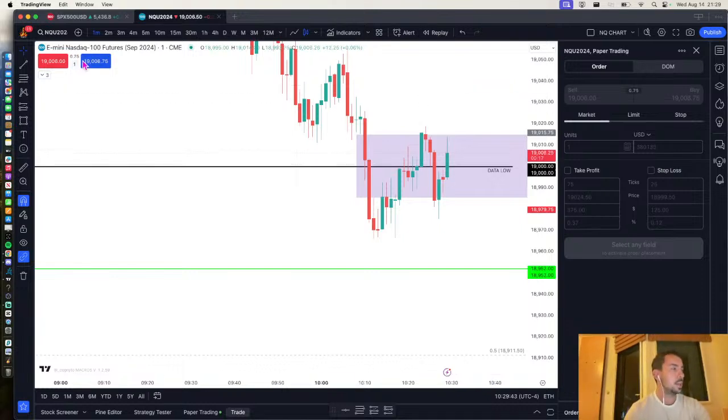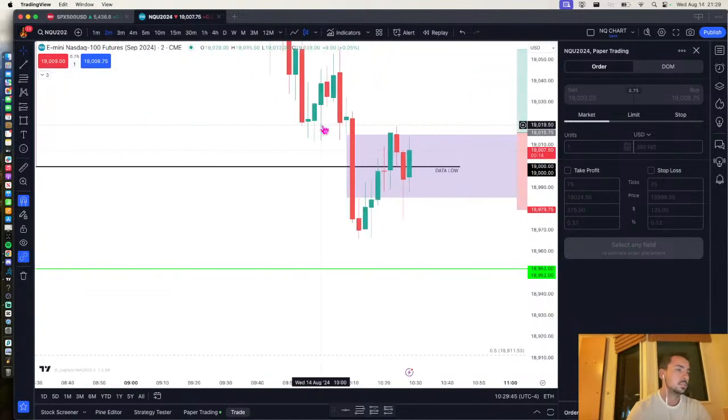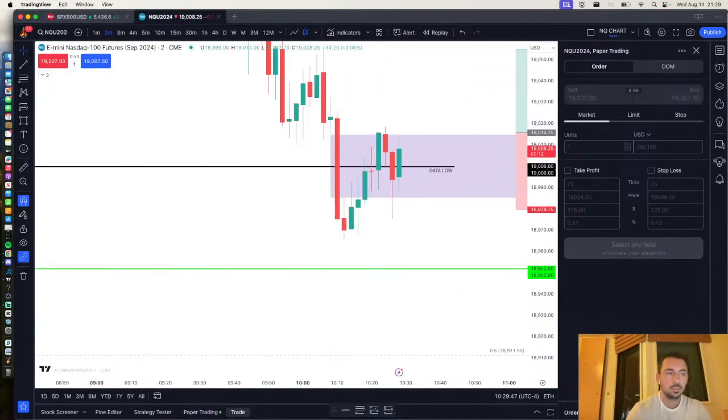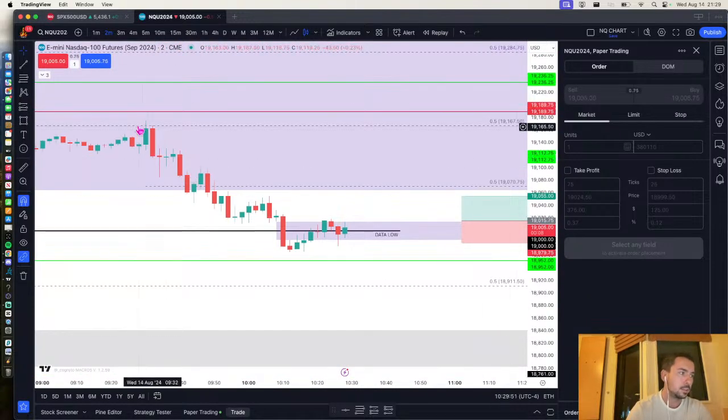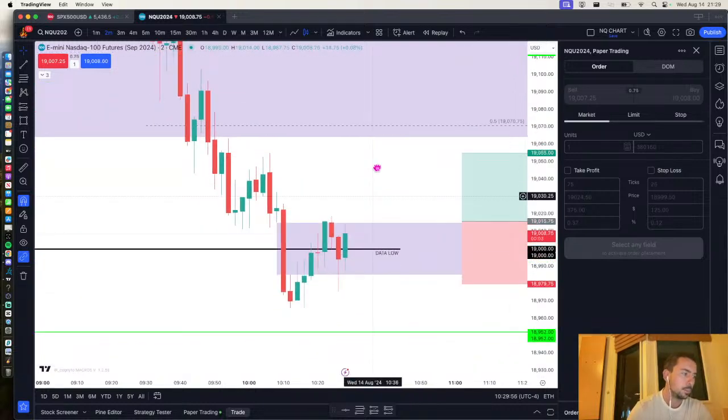Wow, what terrible PA. Not a surprise though. Like I said, we took two sets of liquidity, the 50% of the leg and now the data lows. It's no surprise that the market is not behaving properly now.